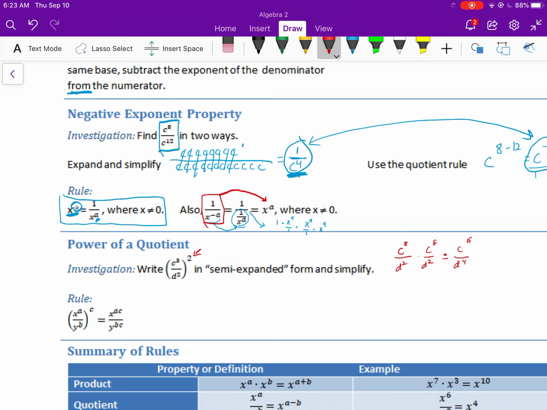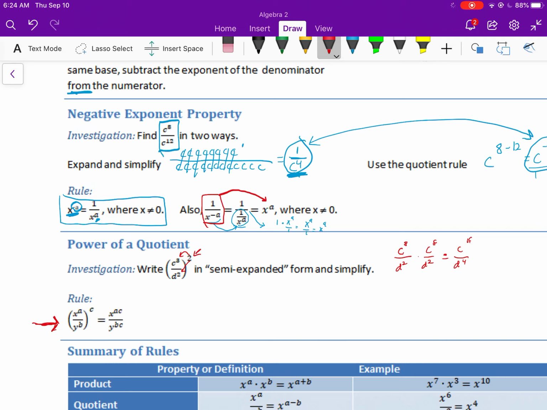So really, kind of like the power of a product, this 2 can be multiplied times each exponent. So the exponents inside the parentheses can be multiplied by the exponent outside the parentheses. Here you see the rule in algebraic form.